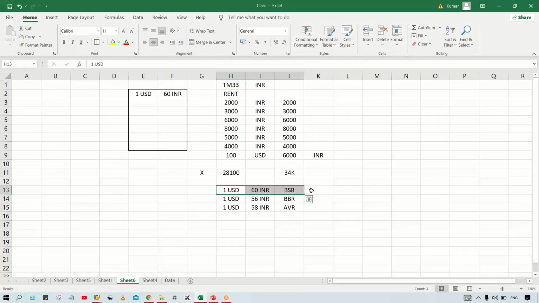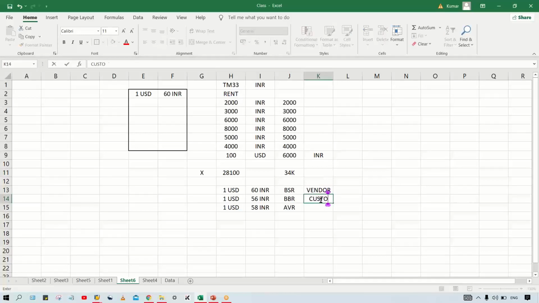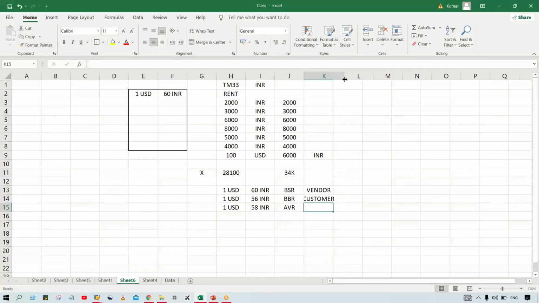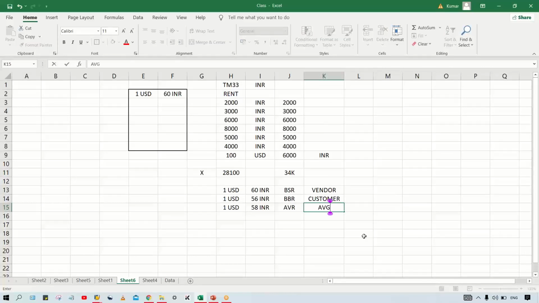So in case only vendors are there, then this rate, right? No need to maintain the average rate. In case only a customer is there, then this rate. And in case of both, we are going to maintain the average rate. Okay, AVG, simply. Okay, so now this is how we are going to maintain.